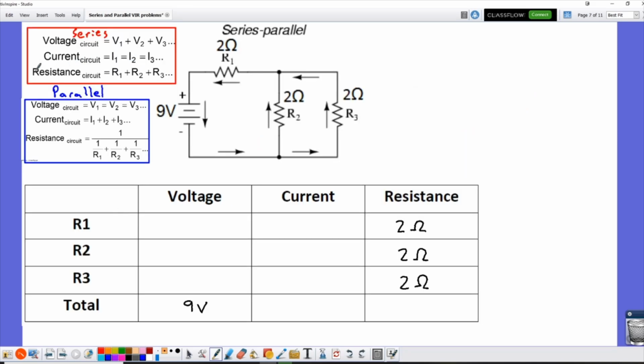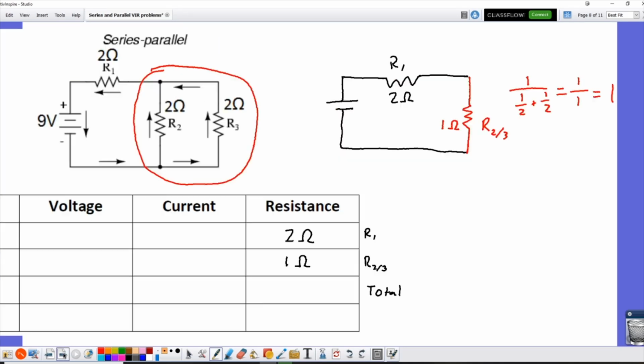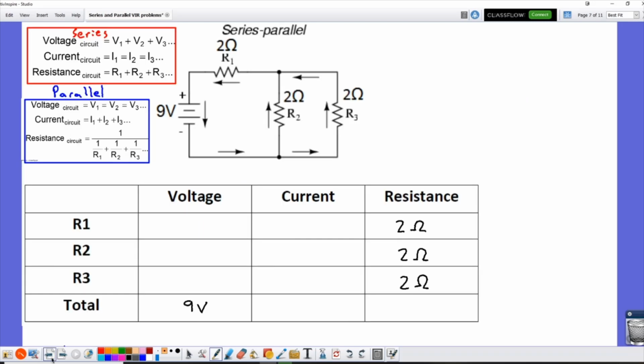Since we're dealing with a series, that resistance now is going to be R1 plus R2. Okay, so R1 plus R2, in this case our R2 is this combination. We can see that the total now is going to be 3 ohms. Okay, so that's the total resistance. And we can actually go back to this page and fill that out. So now we have an equivalent total resistance of 3 ohms.